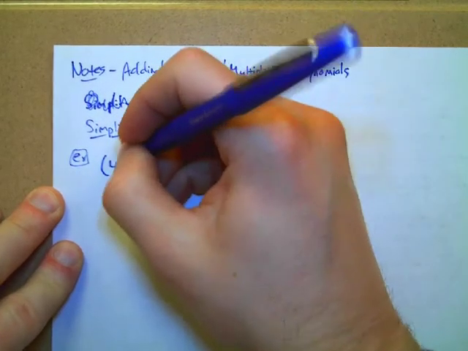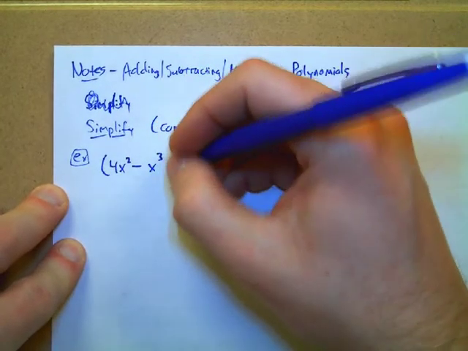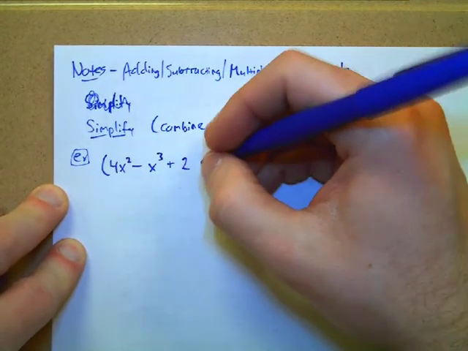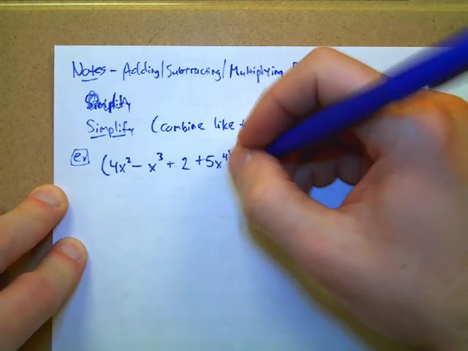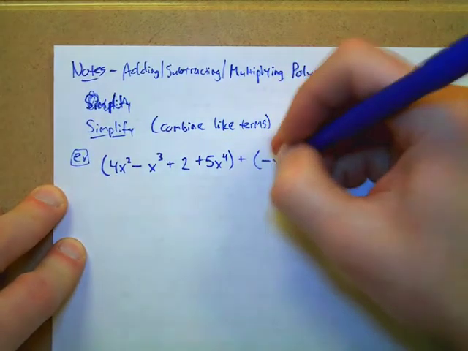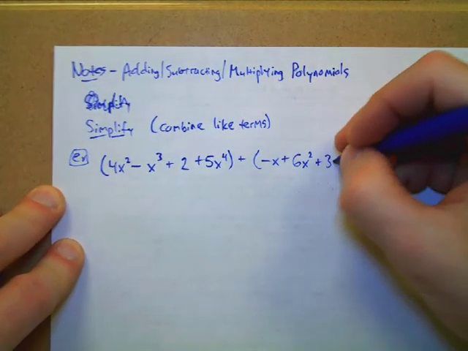All right, so we'll say 4x squared minus x to the third plus 2 plus 5x to the fourth. Okay, plus negative x plus 6x squared plus 3x to the fourth.